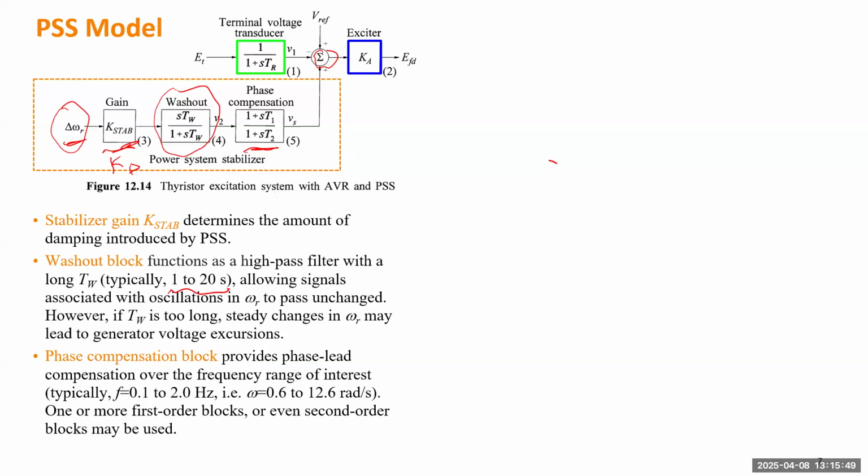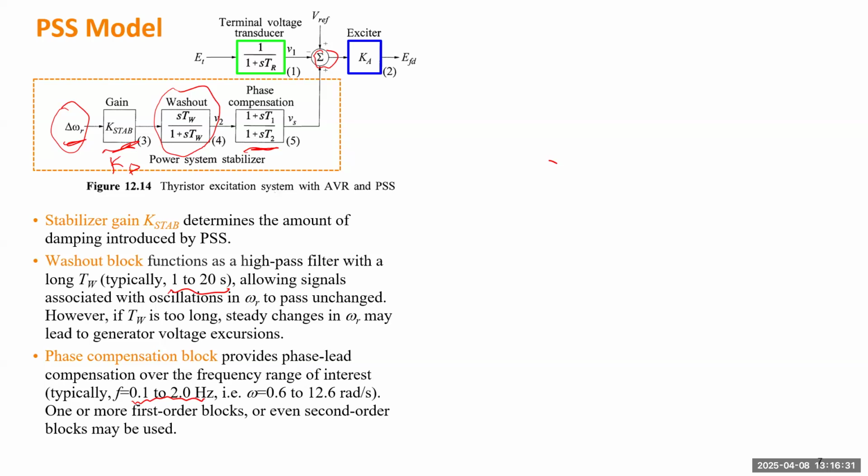And for the phase compensation block, usually you want to define T1 and T2, and T1 has to be bigger than T2 to make it behave as phase lead compensation. If T1 is smaller than T2, that becomes phase lag, which will give even worse oscillation. You want T1 and T2 to cover a range of frequency that includes your dominant oscillation frequency. So usually you want to cover a range from, for example, 0.1 hertz to 2.0 hertz. This typically means electromechanical oscillation.